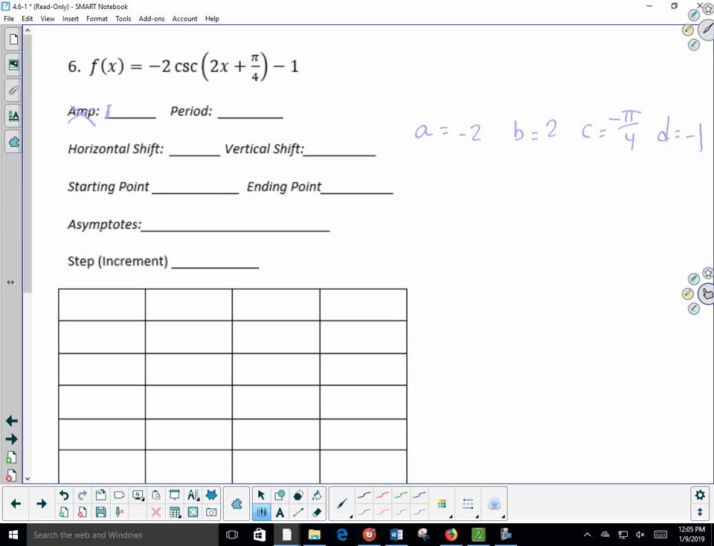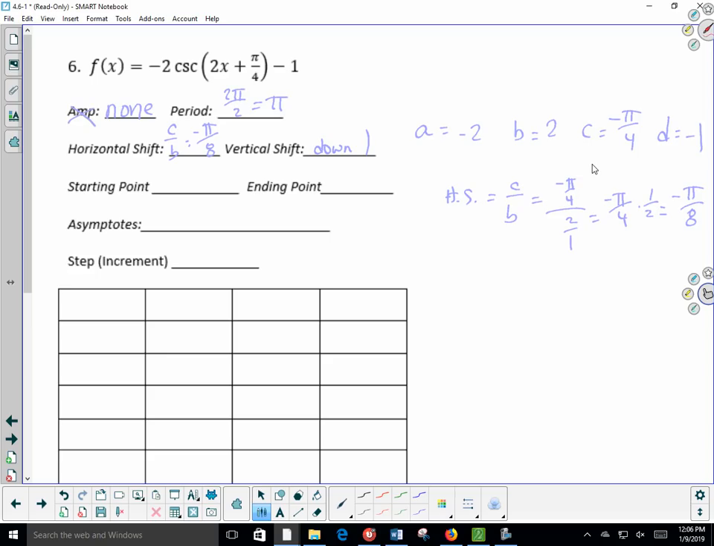Amplitude, you're not tricking me, that's none. There's no kind of amplitude for cosecant functions. The period is 2 pi over 2, which is pi. Horizontal shift is the C over the B. Let's do this over here. Horizontal shift is C over B. So that's negative pi over 4 divided by 2 over 1. That's negative pi over 4 times 1 over 2, or negative pi over 8. Negative pi over 8. And then my vertical shift, I'm going to say, is down 1, because of the D value.